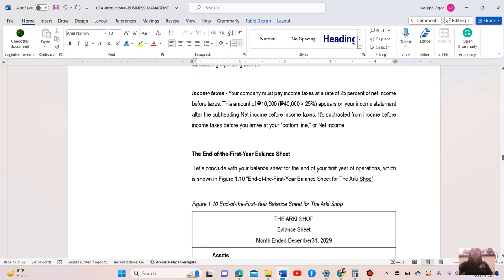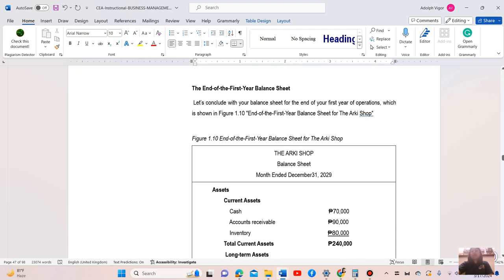So next is the income taxes. Your company must pay income taxes at a rate of 25% of net income before taxes. This amount of 10,000, which is 40,000 times 25%, appears on your income statement after the subheading net income before income taxes. It's subtracted from income before income taxes before you arrive at the bottom line or the net income.